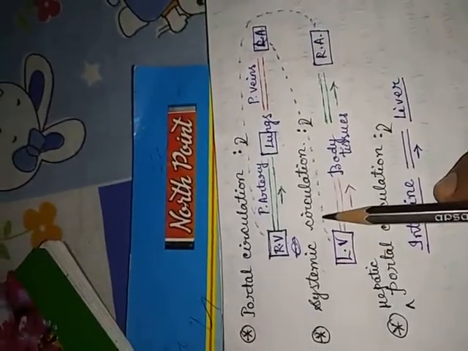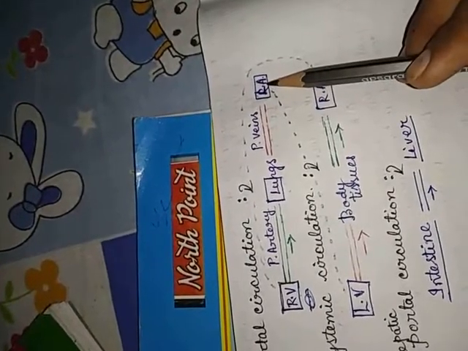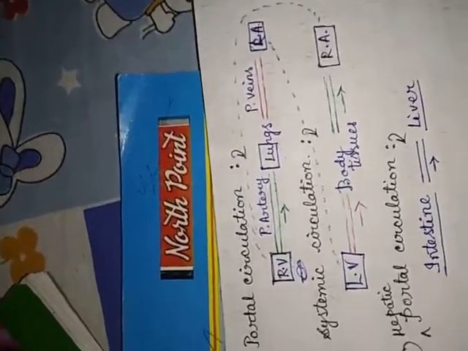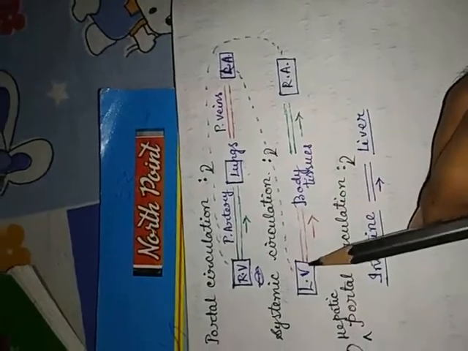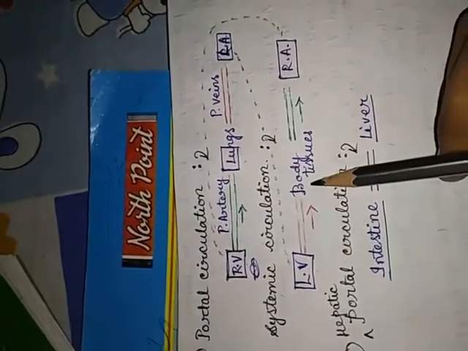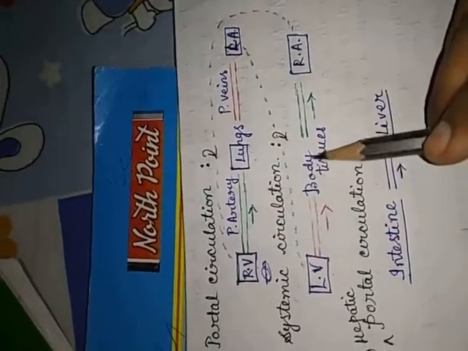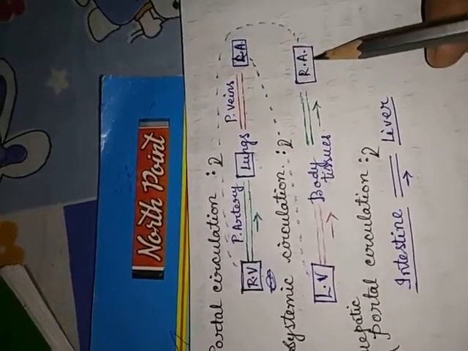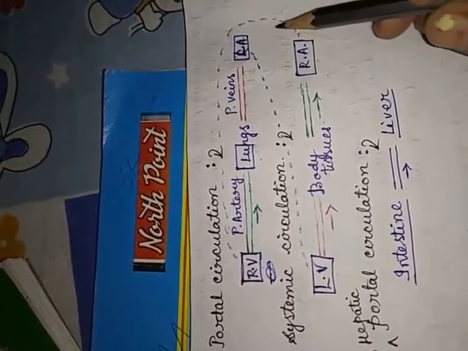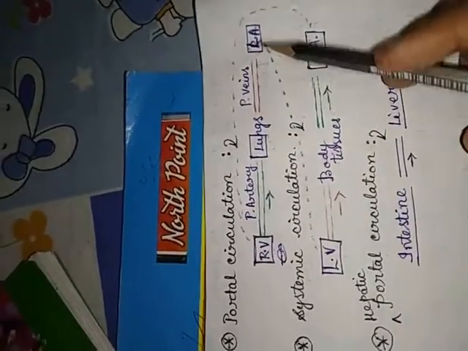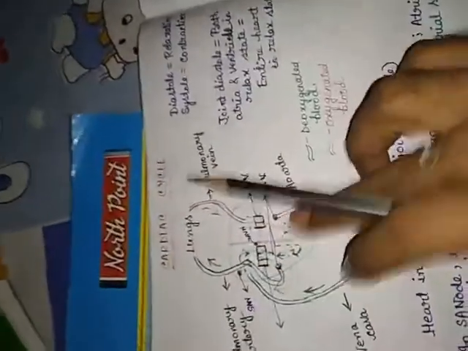And systemic circulation means the oxygenated blood from the left atrium enters into the left ventricle. From here the oxygenated blood goes to the body tissues and gaseous exchange takes place, means oxygen is given and CO2 is taken, and CO2-rich blood, means again deoxygenated blood, enters into the right auricle, and from the right auricle again it goes to the right ventricle. So this is the systemic circulation, and this one is the pulmonary circulation that we have already discussed here.